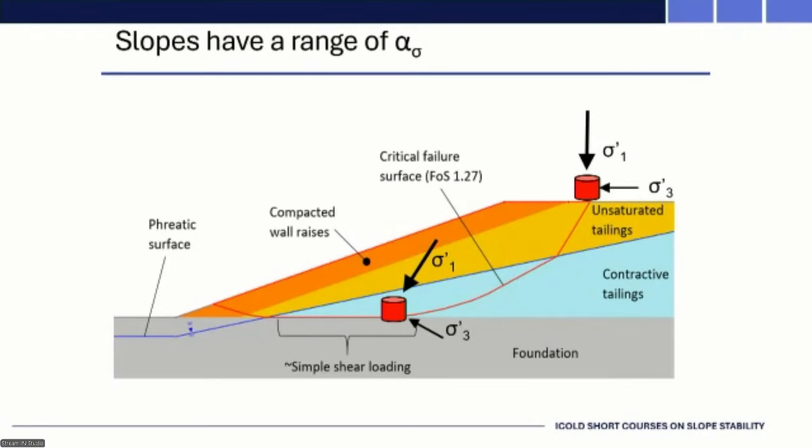So another way of looking at it, we've got a hypothetical TSF. We've got a zone in light blue of contractive tailings below the phreatic surface. We've got partially saturated material, and then maybe some lightly compacted wall raises. Top part of that failure surface, again, triaxial compression. Maybe not unreasonable to use those strengths there. But for a large part of this potential failure surface, it's simple shear loading, where your principal stress direction is rotated from the vertical. Shouldn't we be testing that instead?